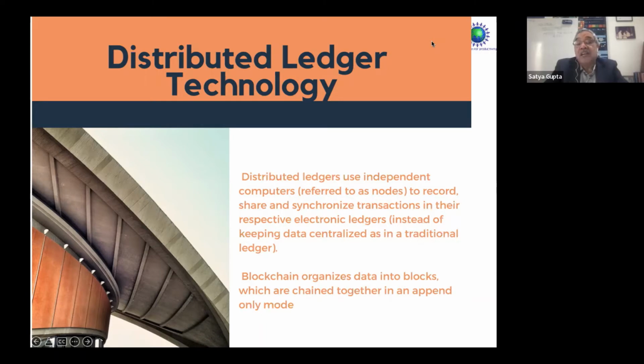Blockchain organizes data into blocks. That is why it is called blockchain, and you will see what I mean by block. The blocks are chained together in an append-only mode. So the data is organized in blocks, which are chained together. Chain means interlinked together. And append-only mode is another keyword used in blockchain. Append-only means, like read-only, you can write, but in a separate block. You cannot write in the same one. That is what is called append-only, and that is what brings immutability, or indelibility, to the blockchain.